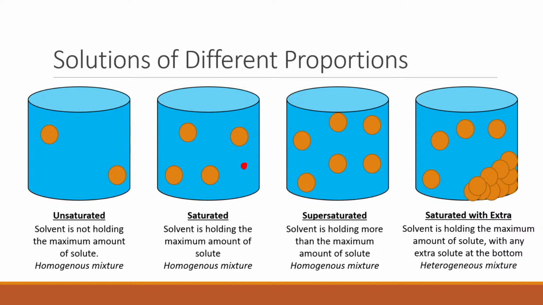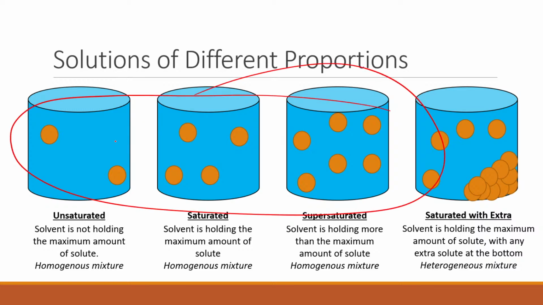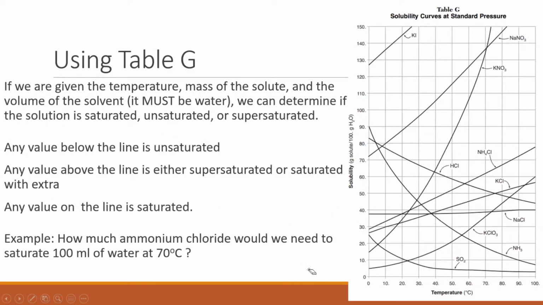Again, just like when we talked about what is soluble and what is not soluble, this is not something that we just know. This is something that we use the reference table to help us with. And the piece of the reference table that helps us with deciding when something is saturated, unsaturated, or supersaturated is table G.